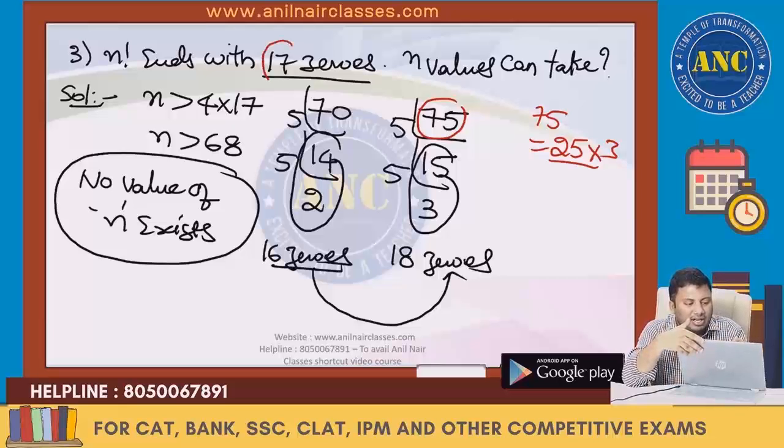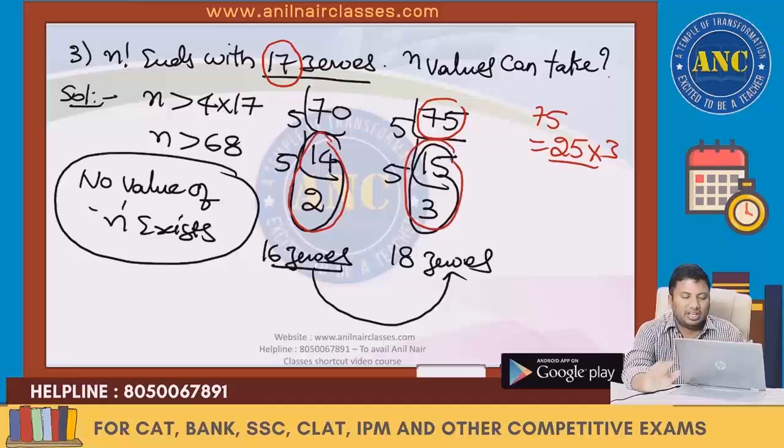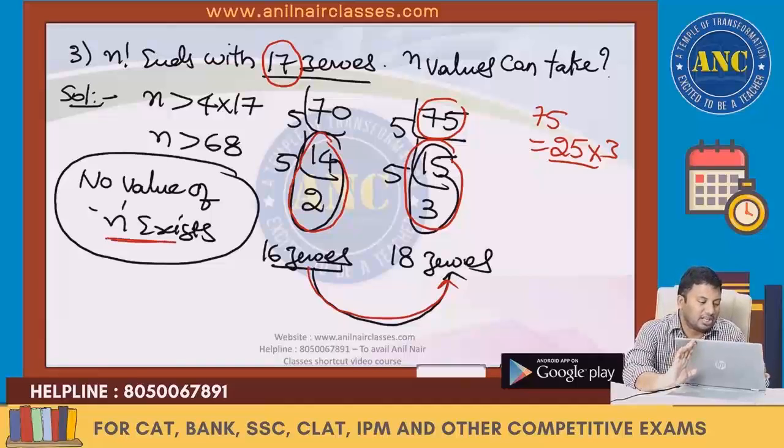N factorial ends with 17 zeros. N is greater than 4x. N is greater than 68, 70. 5 14s are, 5 2s are. 14 plus 2 is 16. It is 15 plus 3 is 18. 16 became 18. So 17 zeros will not come in any of the factorial. Answer is no value of n exists, satisfying this equation. I hope it is clear.